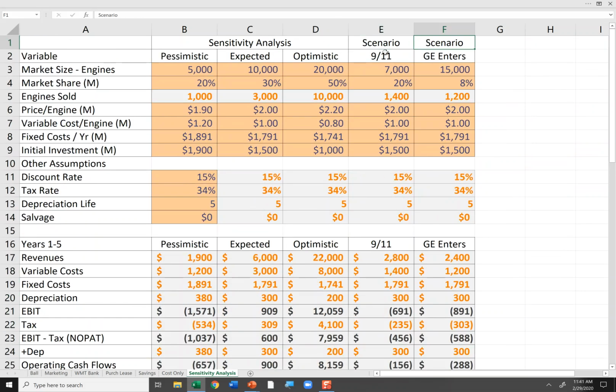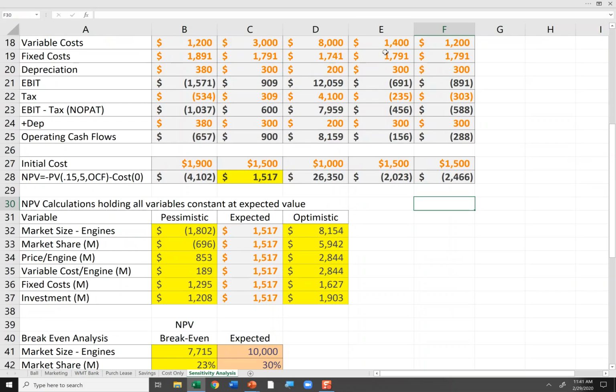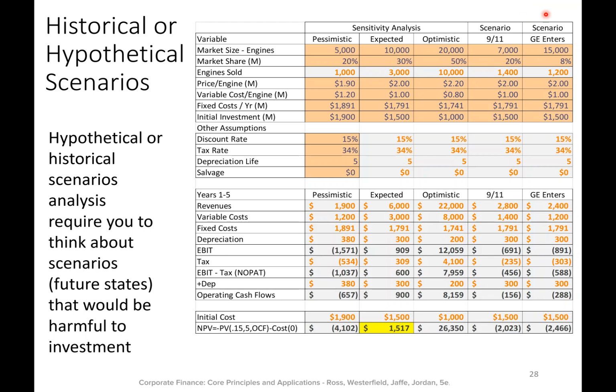Another pessimistic scenario is a hypothetical scenario. What if GE enters the market just when I do? Now that's probably going to expand the market, but my market share is going to really shrink, and therefore my NPV turns out to be 2,500. So what this forces me to do is think about what events could happen that could derail this project, get a dollar amount for them, and then think about the likelihood of GE entering or one of these events happening, and whether it's still worth doing the project.